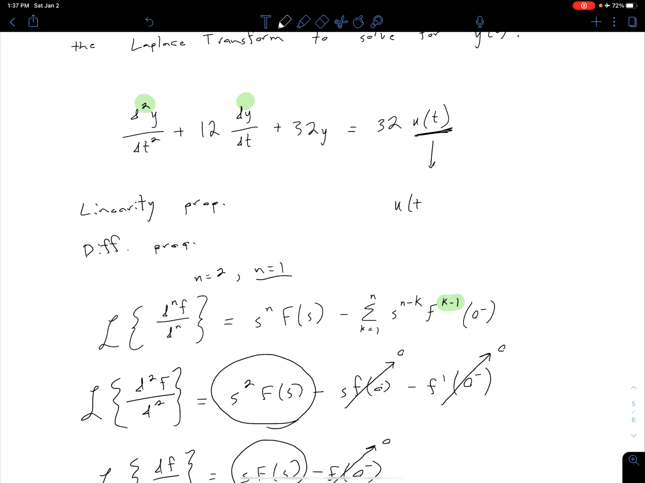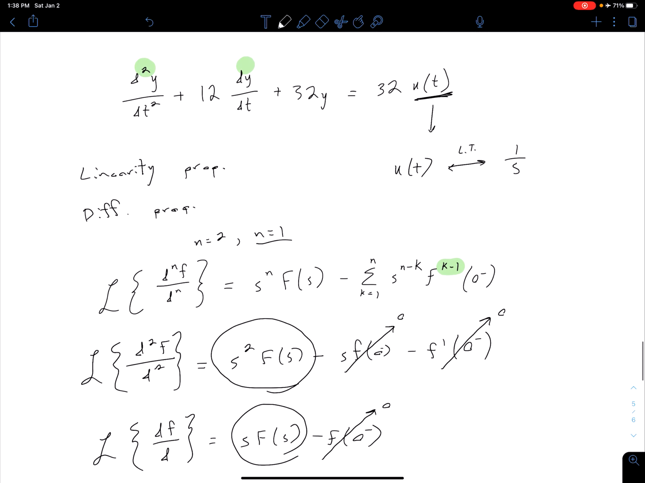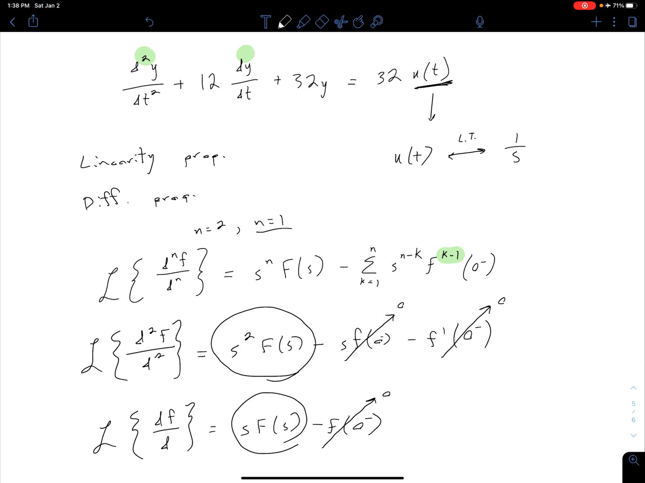So u of t in time has a Laplace transform pair of 1 over s in the frequency domain. Again, you could go through and show why that is, but for this class, if you're able to interpret the table and pull that from the table, that's enough.